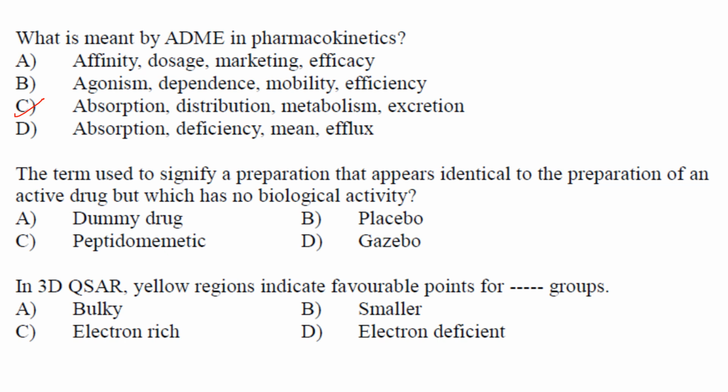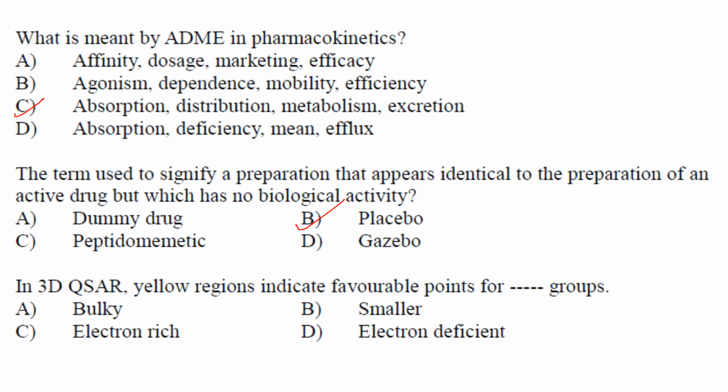Then next one. The term used to signify a preparation that appears identical to the preparation of an active drug but has no biological activity, it is called a placebo. It is identical to the preparation of an active drug but it doesn't have biological activity. So it is called a placebo. Dummy drug, it is an informal term for placebo. It is not a scientific term.